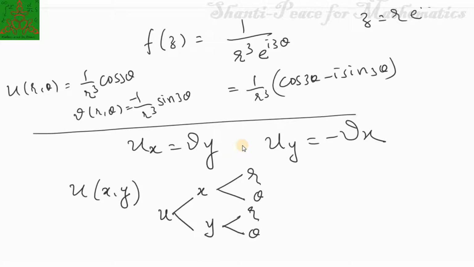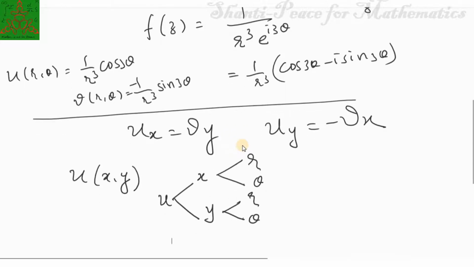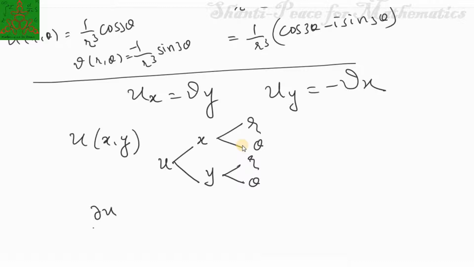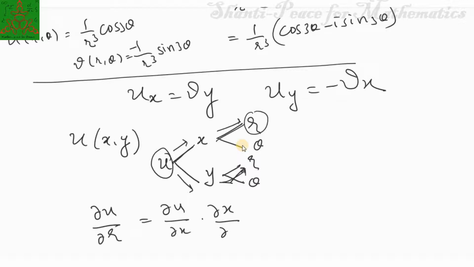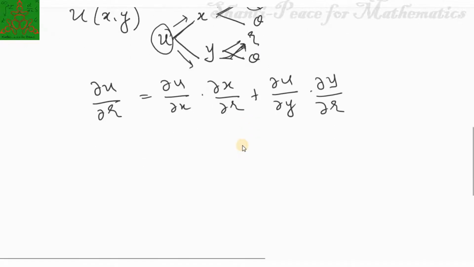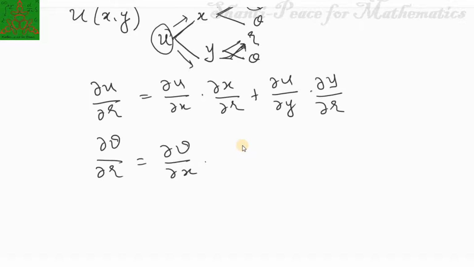So you have this chain, and if you want to calculate del u by del r, the derivative of u with respect to r, you have to go via two paths. One of them is this, another one is this. So this will be del u by del x into del x by del r plus del u by del y into del y by del r. In a similar manner, we have del v by del r equal to del v by del x into del x by del r plus del v by del y into del y by del r.